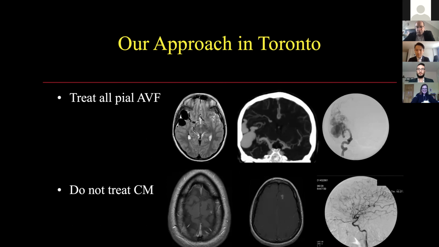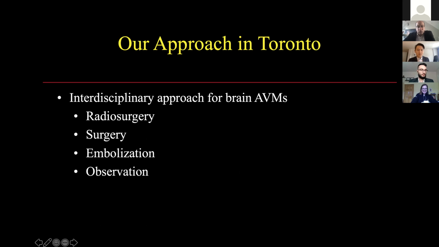So what is our approach in Toronto? We treat all of those direct fistulas. We do not treat the capillary malformations. And if we have a true brain AVM, we discuss with the patient, we offer all different options, radiosurgery, surgery, and embolization, or observation, and discuss and individualize the treatment approach.